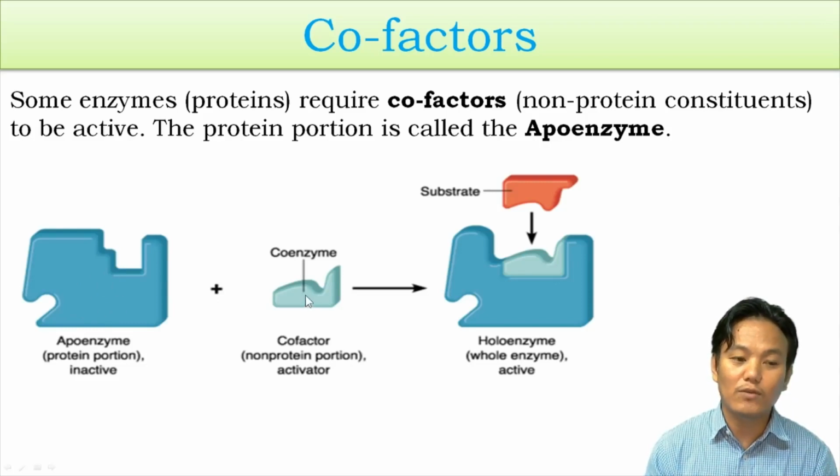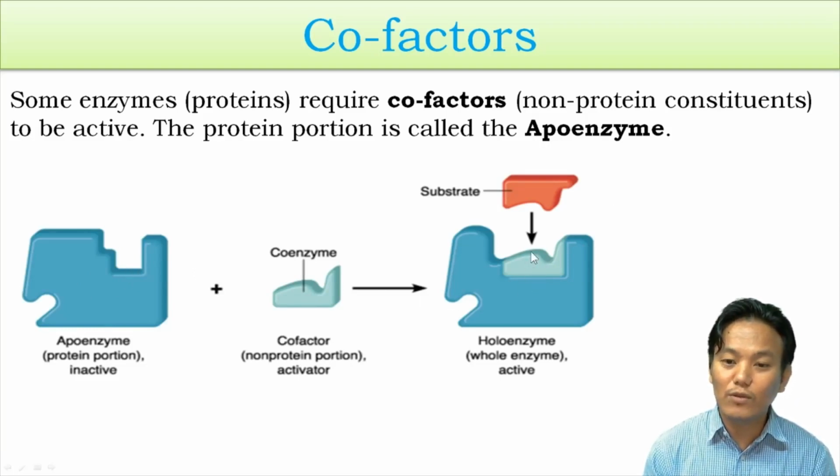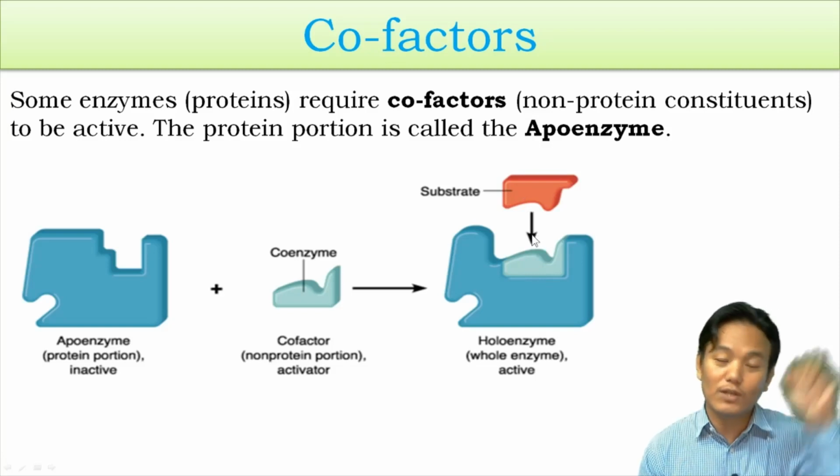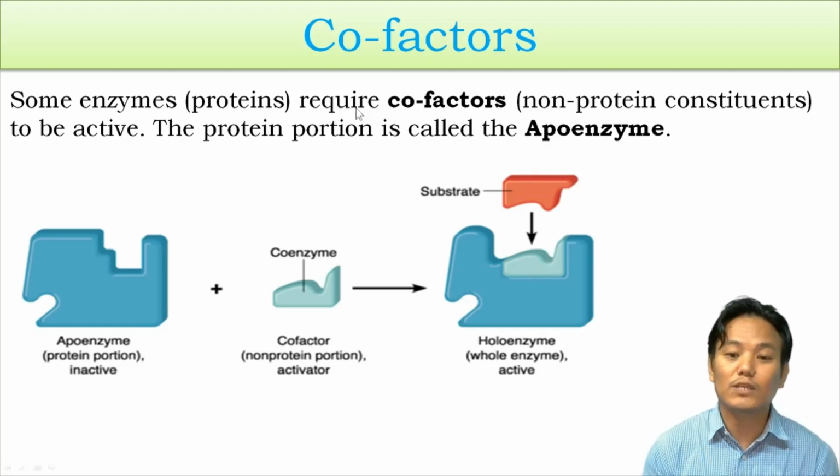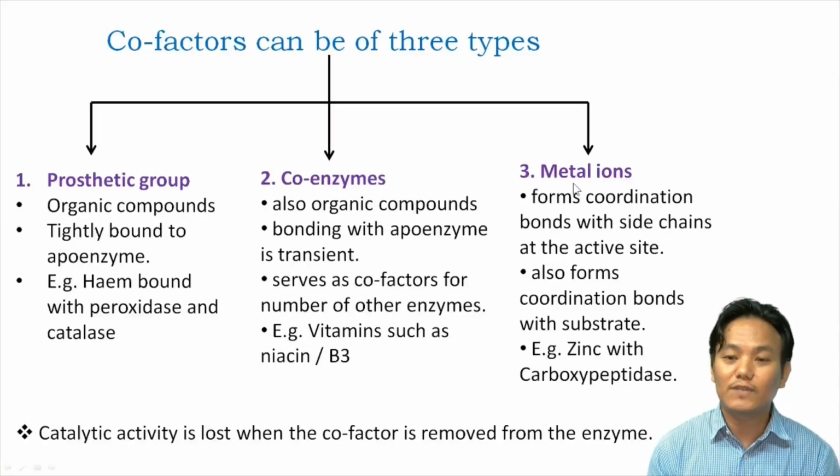In carboxypeptidase, the zinc molecule forms coordination bonds with the active site of carboxypeptidase, and it also forms coordination bonds with the substrate. This activates the enzyme, so zinc can activate carboxypeptidase. It can make it into a holoenzyme.